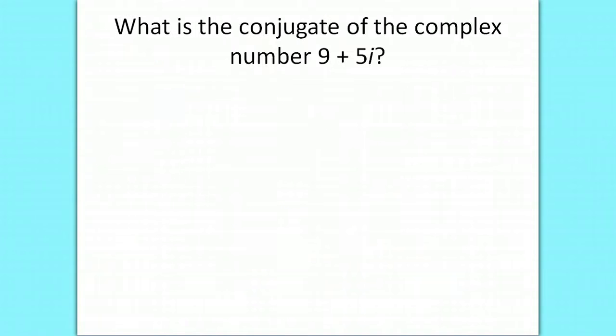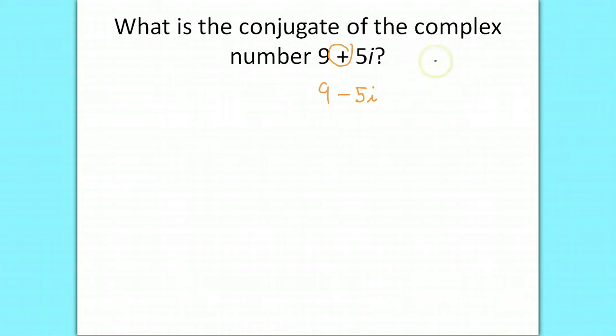You're done. Okay, next question says, what is the conjugate of the complex number 9 plus 5i? Conjugates are really easy as long as you remember what to do. All you have to do is change the sign in the middle, and you have the conjugate. So the 9 and the 5i stay the same. All you do is switch that plus to a minus.